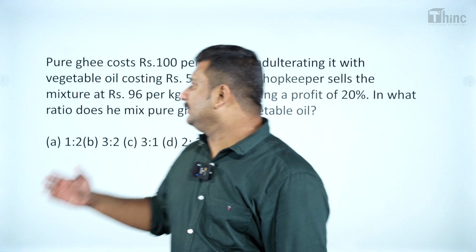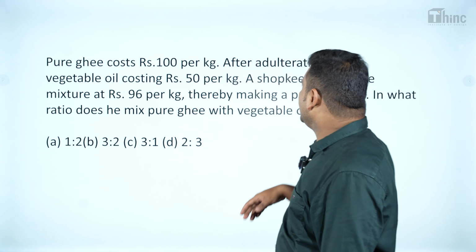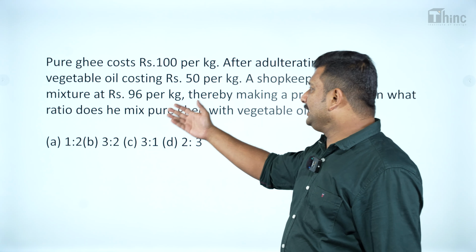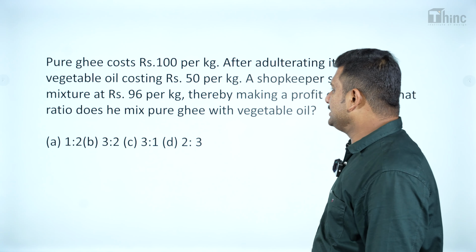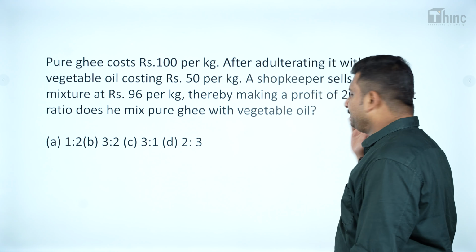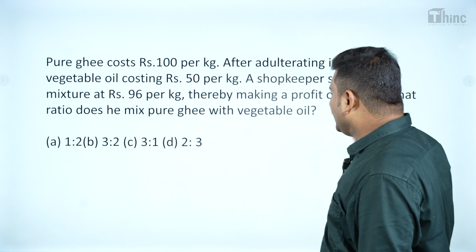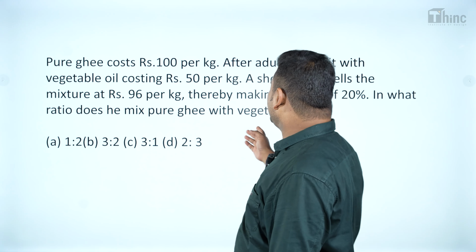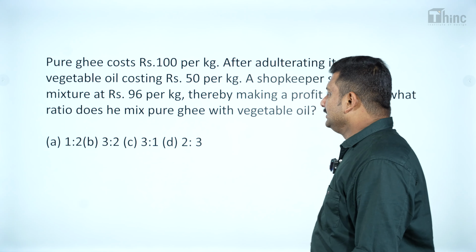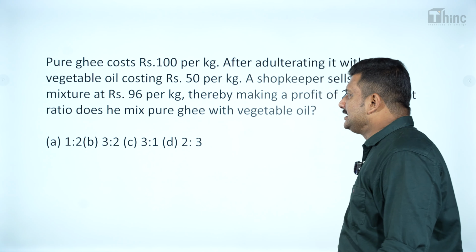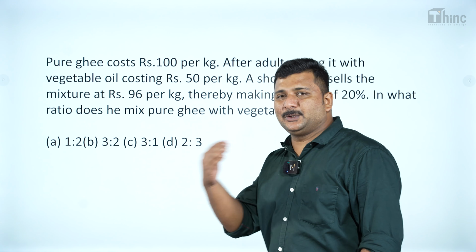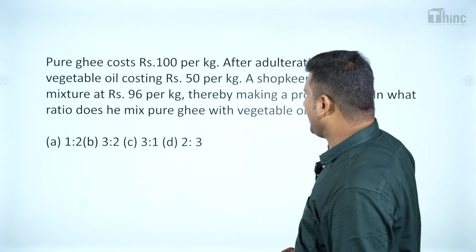The pure ghee costs 100 per kg. After adulterating it with vegetable oil costing 50 per kg, the shopkeeper sells the mixture at 96 per kg and thereby making a profit of 20%. In what ratio does he mix pure ghee with vegetable oil is the question. So pure ghee means a good quality. So good quality is mixed with the vegetable oil, cheap quality, in what ratio? So QG by QC ratio is what they are asking.